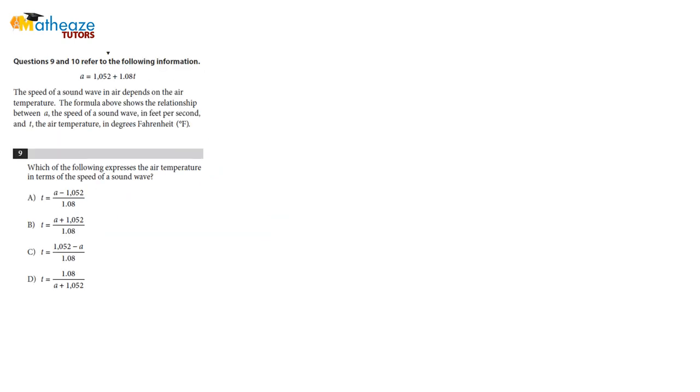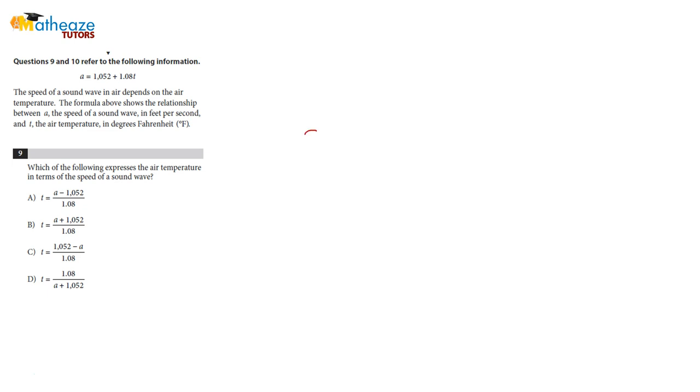Number 9. The speed of a sound wave in air depends on the air temperature. The formula above shows the relationship between A, the speed of the sound wave in feet per second, and T, the temperature in degrees Fahrenheit. Which of the following expresses the air temperature in terms of the speed of a sound wave?